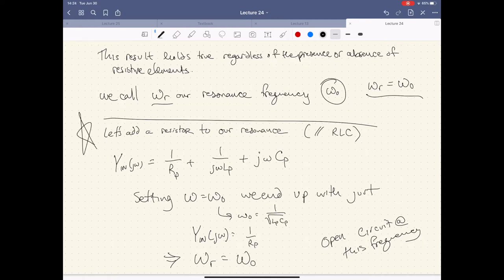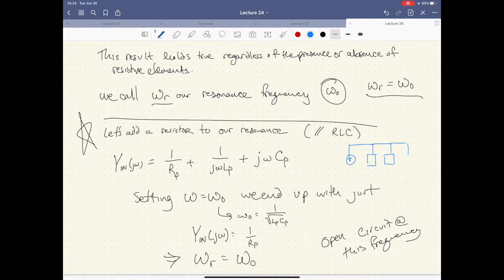Okay, so let's add a resistor to our resonance. And in this case, we're going to use the parallel RLC. So this should be really confusing to you if you just looked at it and were like, what the heck? We're in parallel mode now. So let's do this here. We'll draw this out.